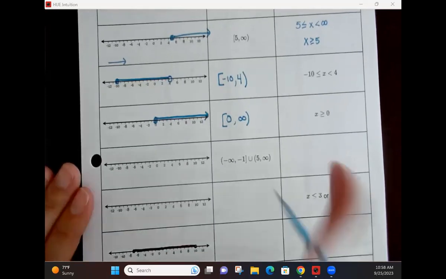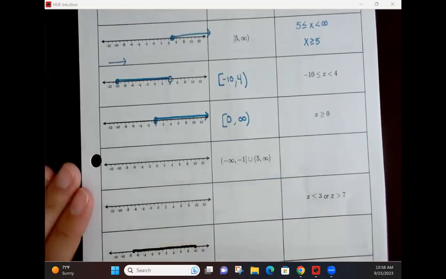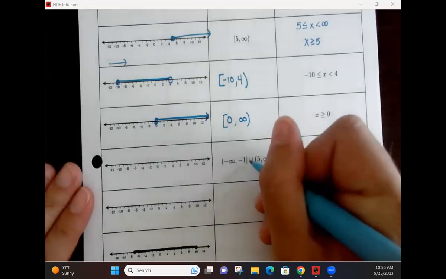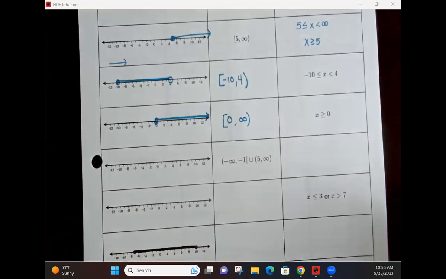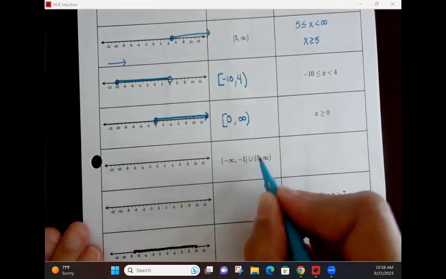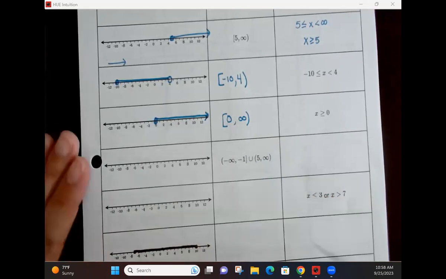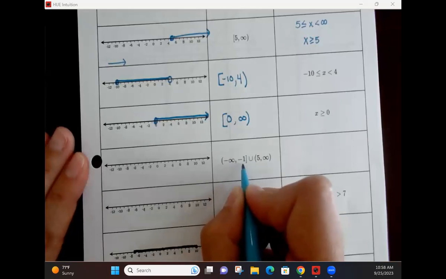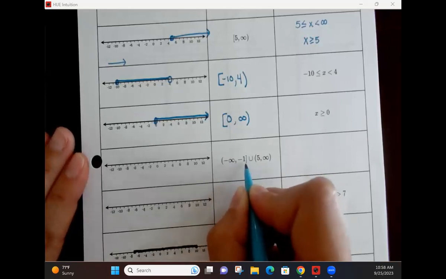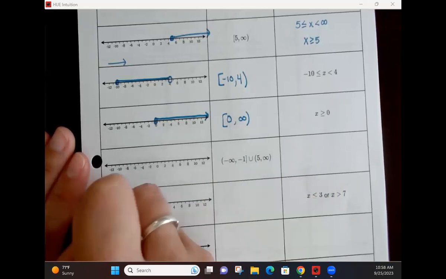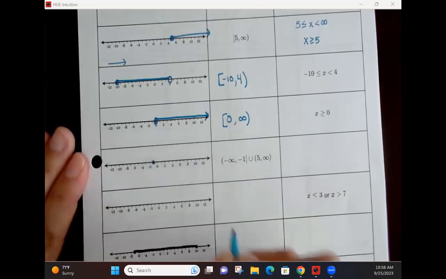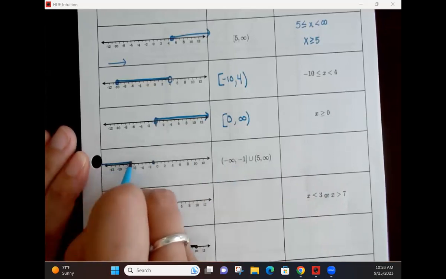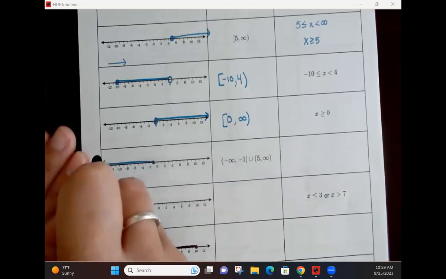For our next example, I've got sort of a split here. I've got 2 separate pieces we're going to talk about. This kind of weird looking, boxy looking U in the middle is the symbol for union. It means this part and also this part. So my first section is -infinity up to -1. Since I have a bracket there, I will have a closed circle at -1. And then -infinity is where I start, so I'd be all the way back here, all the way up to -1.